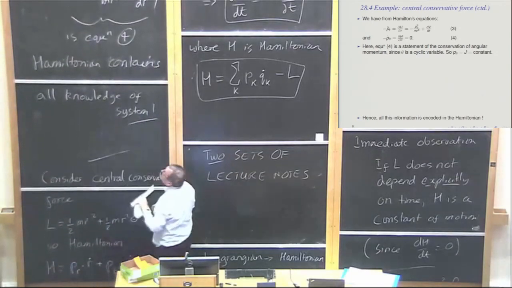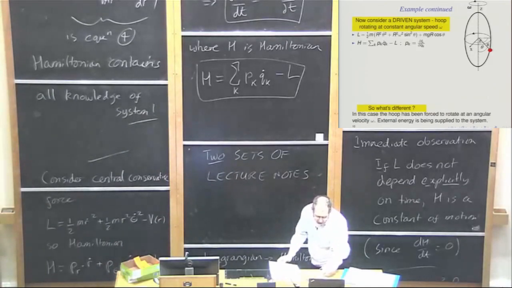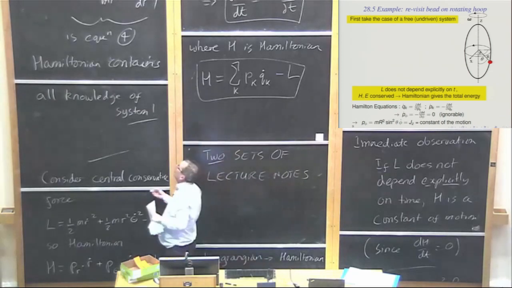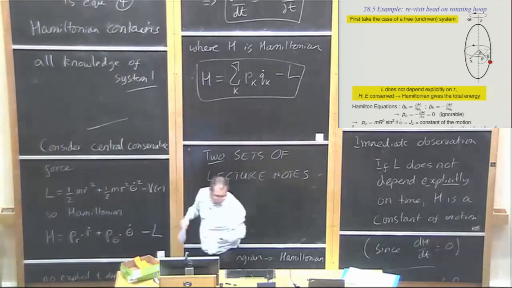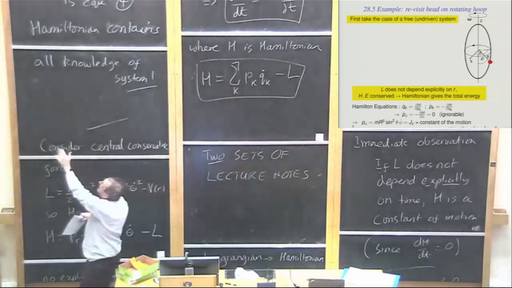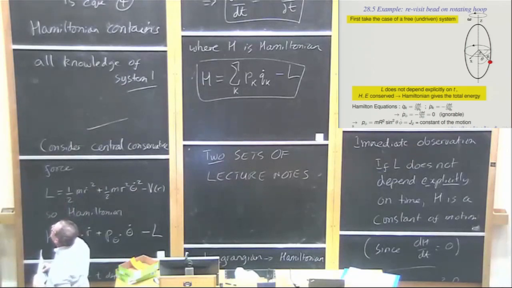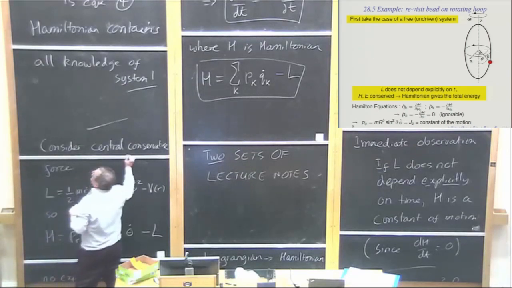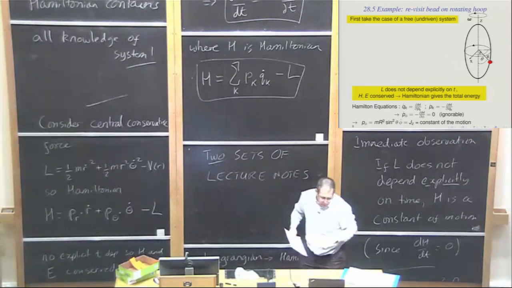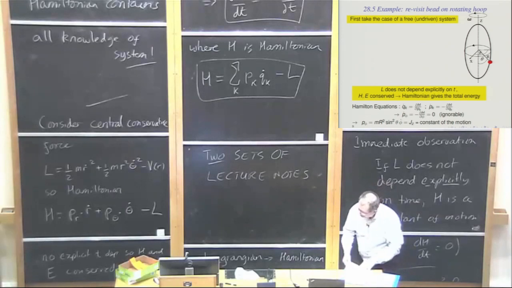Great. Right, so I think we'll pause there. I think just to give you some sense of what's going on, we need to talk briefly about a couple of examples we've dealt with already. So we will come back to this bead on a hoop and look at this from the Hamiltonian perspective. But we'll do that in an hour's time after your optics, if you indeed have optics, and after I've had a cup of coffee. So I'll see you a bit later.